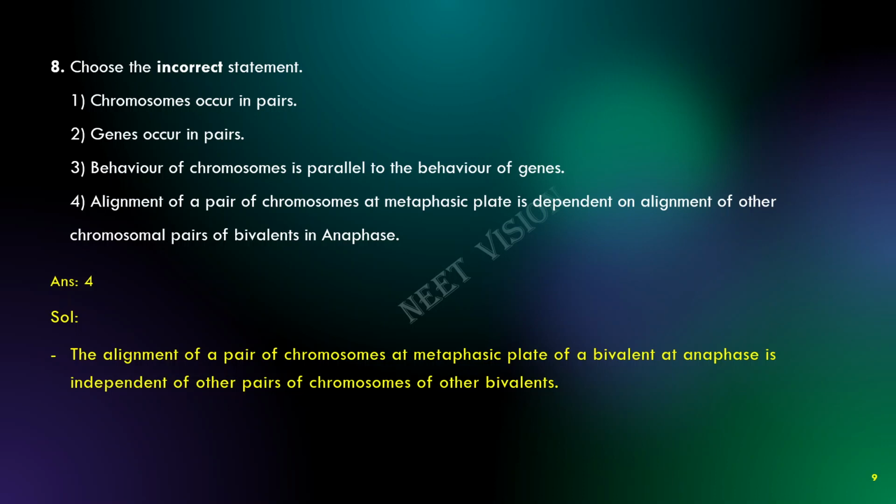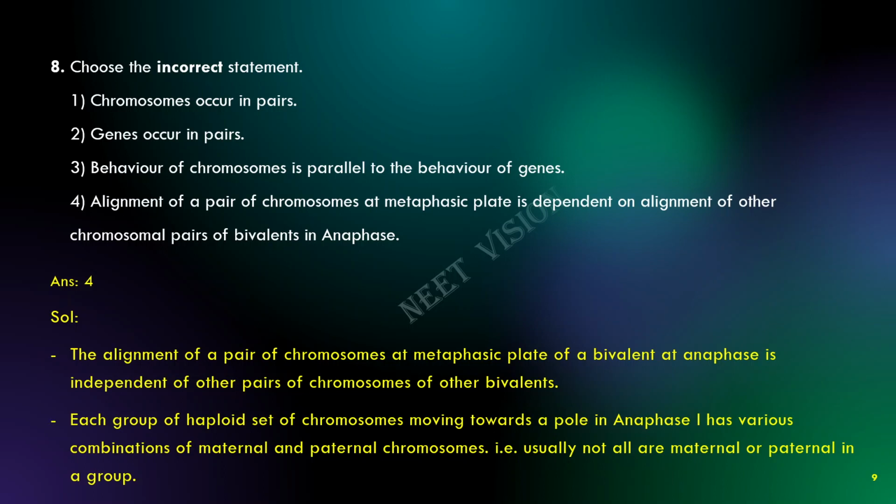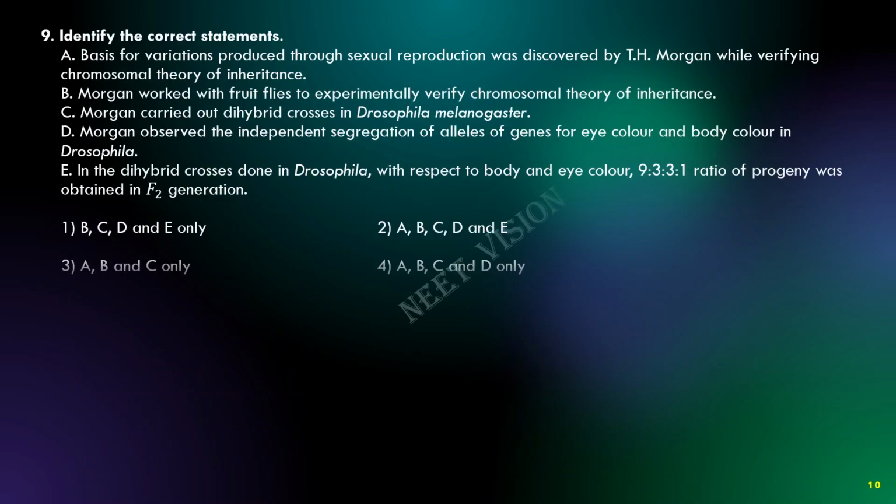It is anaphase 1. Each group of the haploid set of chromosomes moving towards a pole in anaphase 1 has various combinations of maternal and paternal chromosomes. That is, usually not all are maternal or paternal in a group. Coming to the next question.